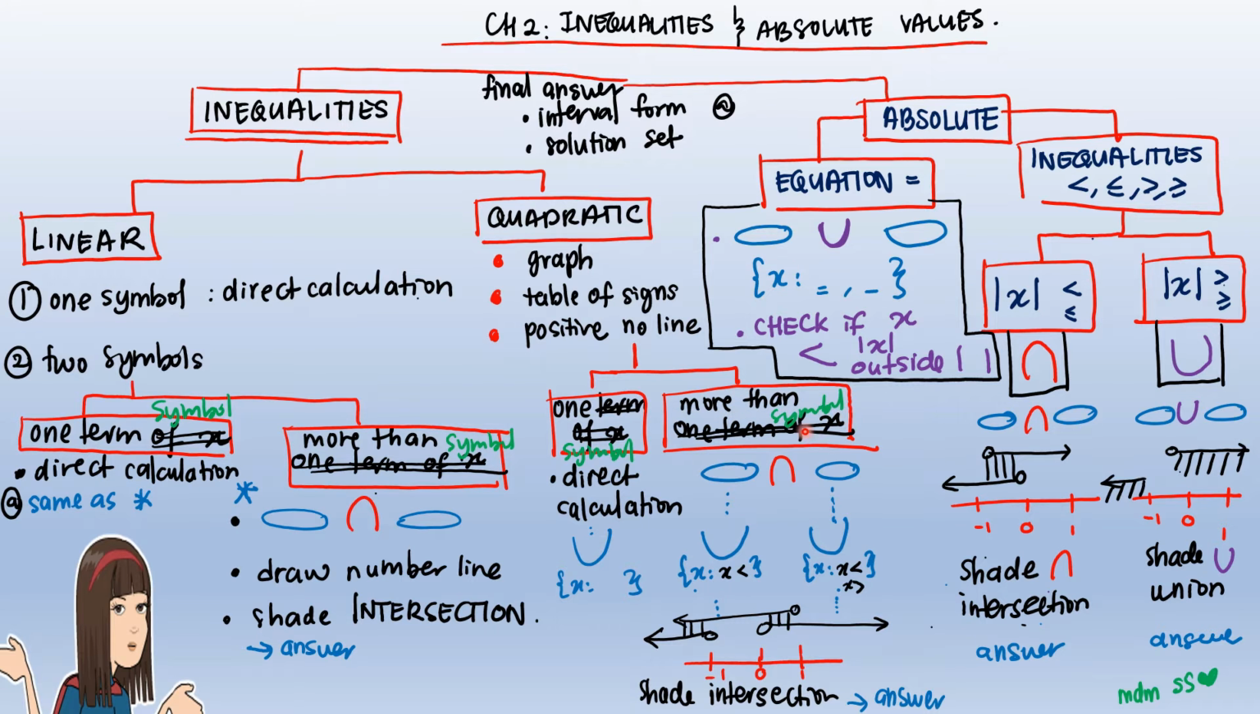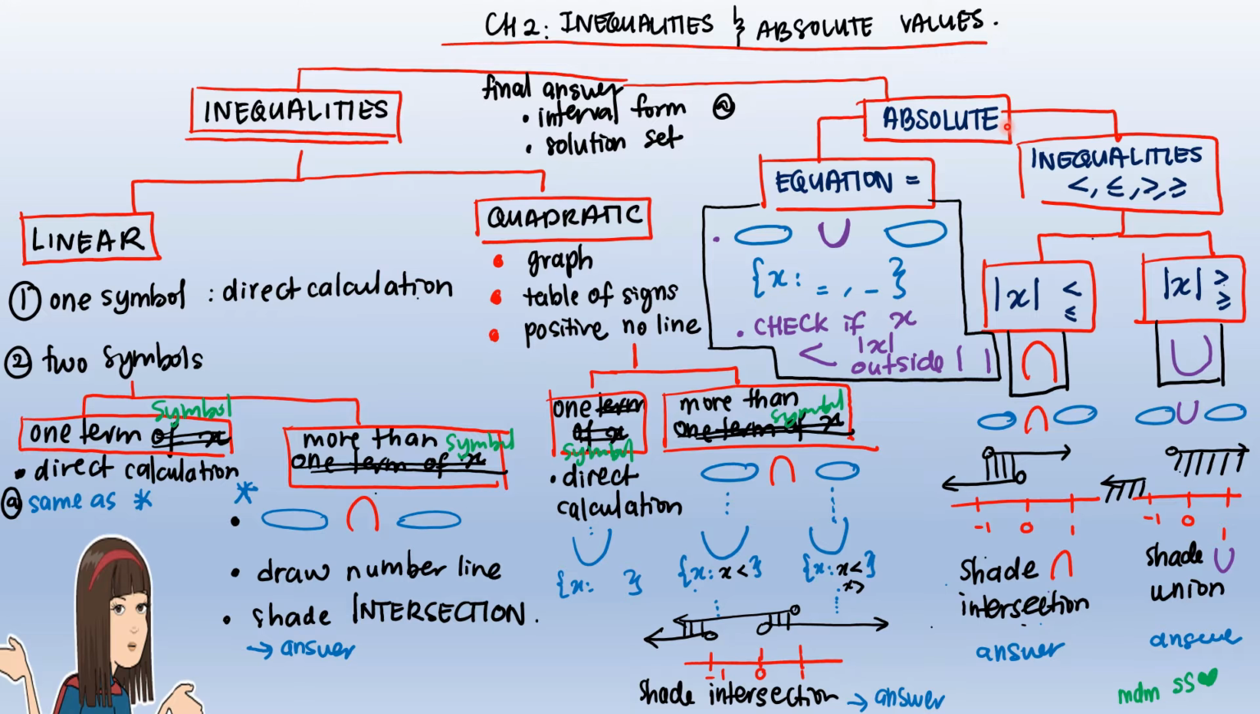But if you have more than one symbol, for example, we will usually have two symbols, you divide them into two parts with "and" as our symbol. For the left hand side, draw its quadratic and find the solution. For the right hand side, draw its quadratic and find its solution. And of course, you have to combine them back on a number line, and we shade the intersection. That's why we use "and" here. So for inequalities, you will only use "and" as your symbol, so we will only shade at the intersection.